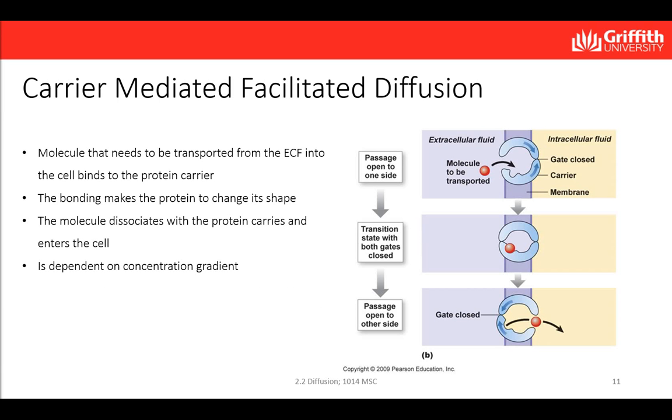The protein carriers in carrier-mediated facilitated diffusion are integral proteins of the membrane that are specific for transporting certain molecules. These include molecules that are too large and cannot pass through the lipid bilayer. Whenever a molecule needs to be transported from the extracellular fluid compartment into the cell, it binds to the protein carrier. The protein carrier then changes its shape to release the substance across the membrane and into the cell. The protein carrier then returns to its original shape, ready to transport another molecule.